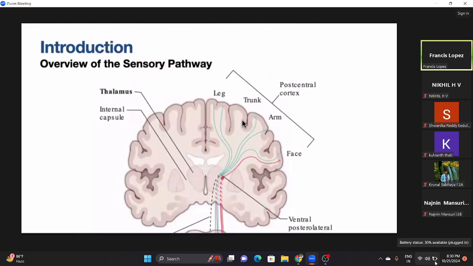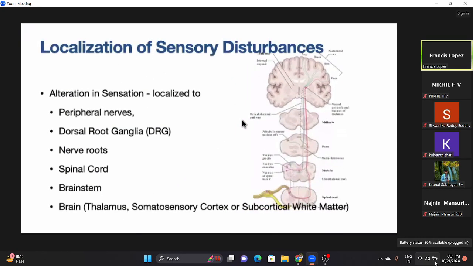Okay, again, it is somatotopically organized. The face is more lateral and the leg is more medial. Okay, so therefore, alteration in sensation can be localized to the peripheral nerves, the dorsal root ganglion, the nerve roots, the spinal cord, the brainstem, and the brain, either in the thalamus, the somatosensory cortex, or in the subcortical white matter.